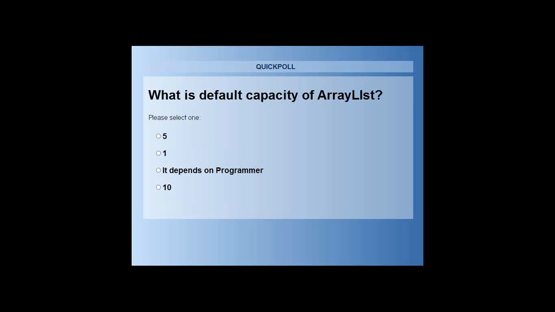All of you cast your answers. What is the default capacity of an array list? Ashraf says, I think 5. Okay. All of you be quick, cast your answers. Pratik says depends on programmer. Pranav says 5. What about the rest of you? Guys, be quick. Only 62% of the people have voted till now.